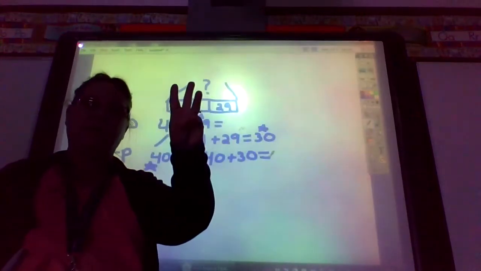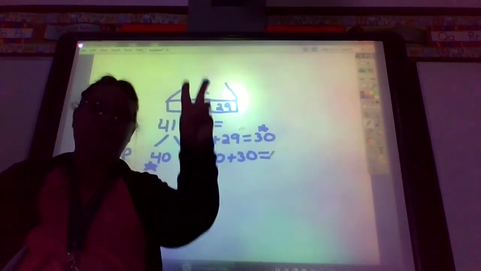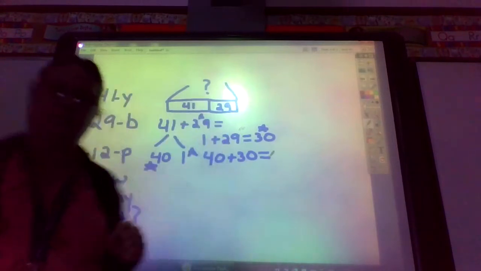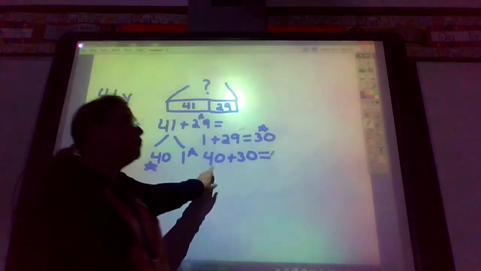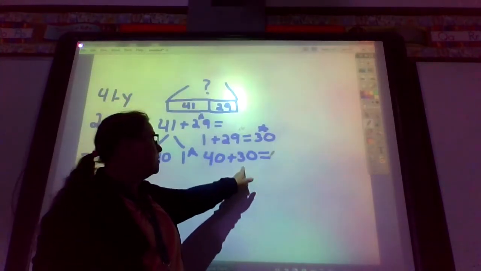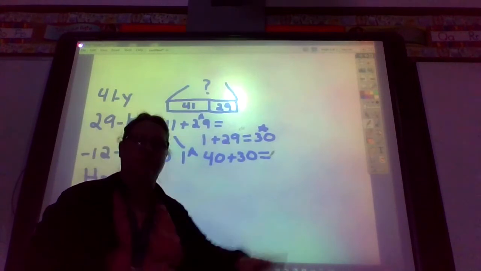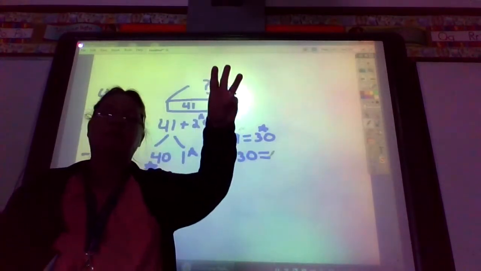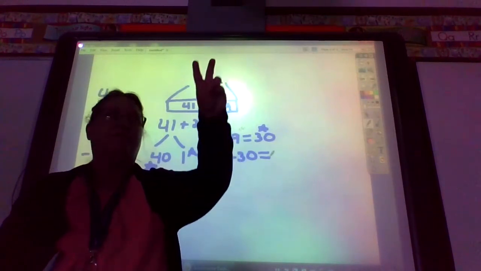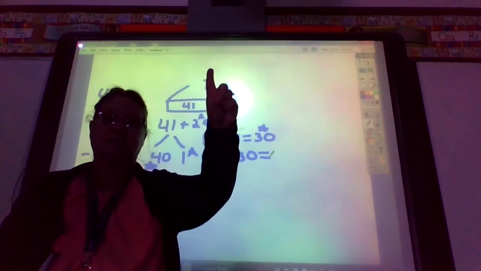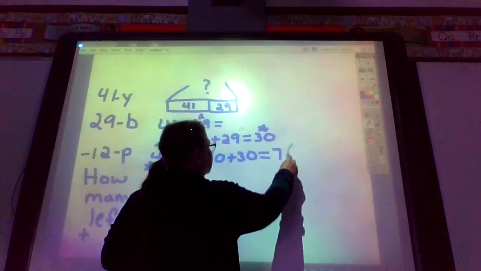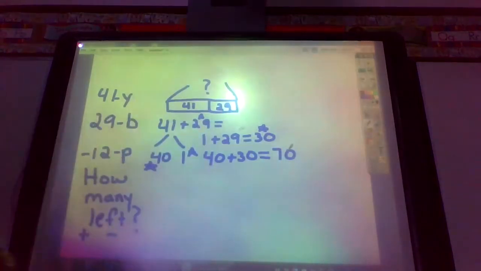40, 50, 60, 70. Let me do that again. I have 40. I'm adding 30 to it. I know there are 3 tens in 30. Here's my 3 tens. And I'm going to add them to my 40, starting with 40. 40, 50, 60, 70. Yeah, so we have a total of 70 pencils.